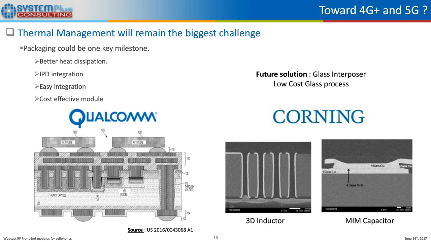And this approach could bring, using cost-effective manufacturing technology from Corning, this glass interposer in 5G components, solving the heat dissipation, the integration of the IPD, and the cost issue.